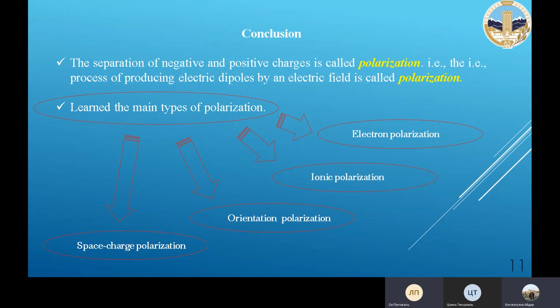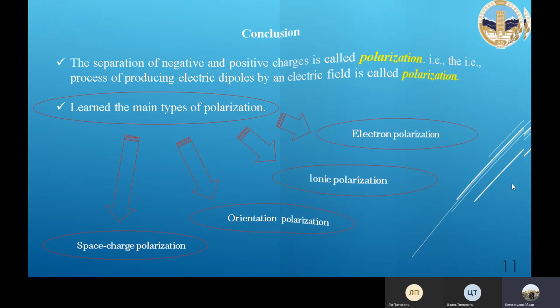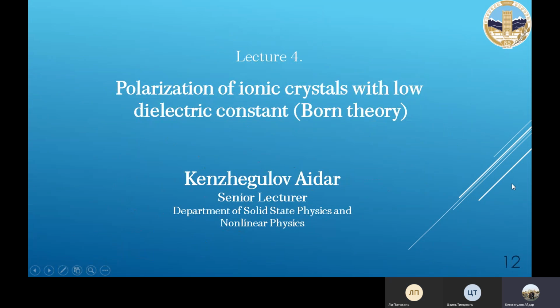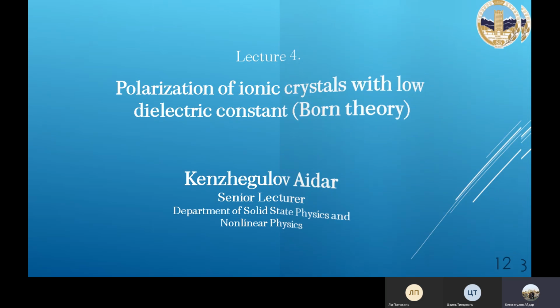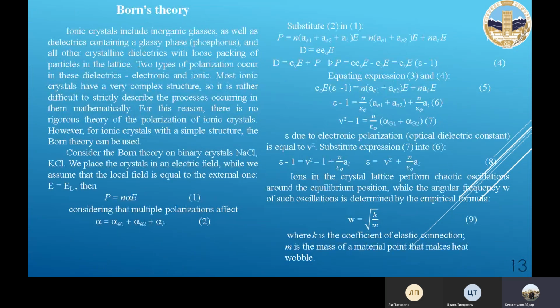So in conclusion, the separation of negative and positive charges is called polarization. We learned the main types of polarization: electronic polarization, ionic polarization, orientation polarization, and space charge polarization. Next lecture: polarization of ionic crystals with low dielectric constant, Born's theory.